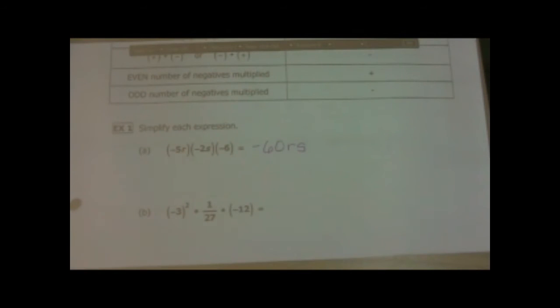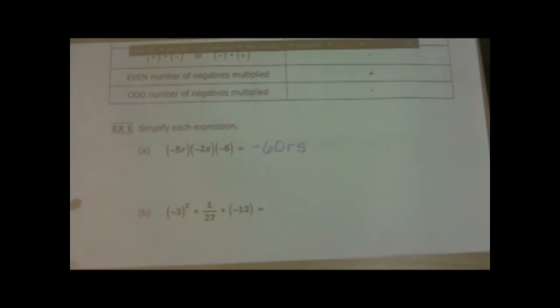5 times 2 is 10 times 6 is 60. Now, we're going to multiply our variables. I've got r times s gives me rs. I do not need to put the little dot for a multiplication symbol in here. It's simply negative 60 rs. If you are in the habit of putting the dot or the cross as a multiplication sign, try to get out of that habit. As the problems get longer, this will make more sense.